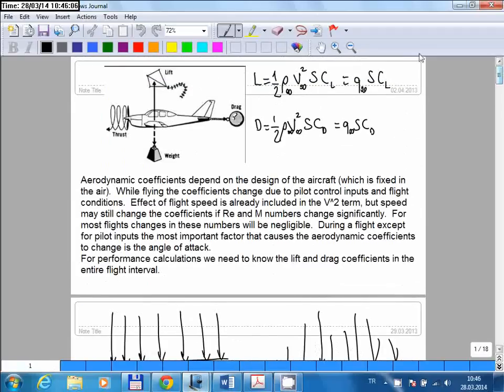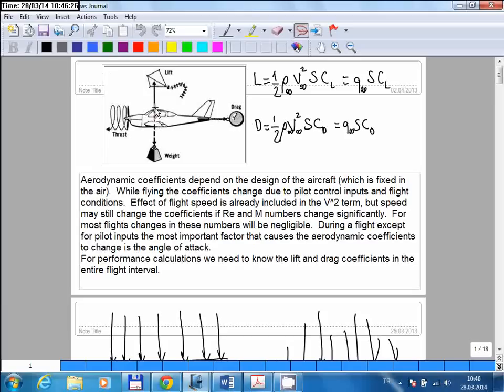Okay, well, first of all, in the majority of our performance calculations, we consider what we call the longitudinal motion. And in this case, we assume that the aircraft is moving in a plane only, in this vertical plane. And that is called the longitudinal motion of an aircraft.